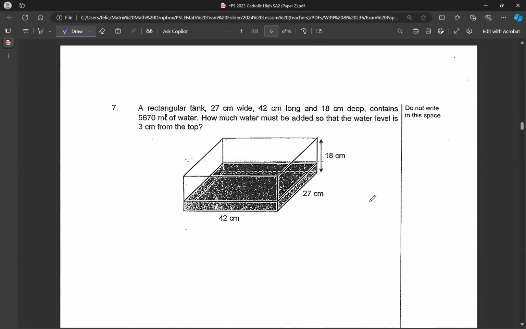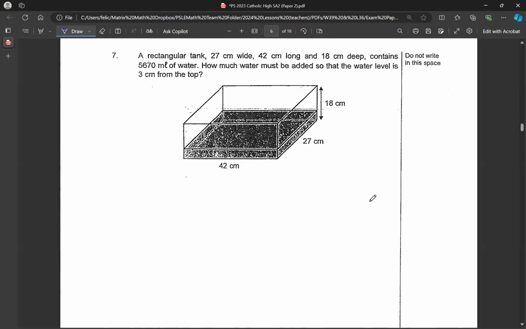Okay, let's move on to question 7. Now, a rectangular tank 27 cm wide, 42 cm long, and 18 cm deep. If you don't know which is the wide, long, deep, long typically means the length. They drew the diagram for you. Wide is the breadth. Deep is like the height.